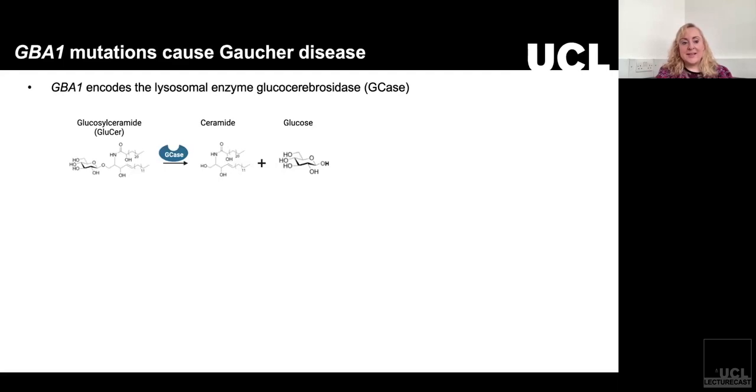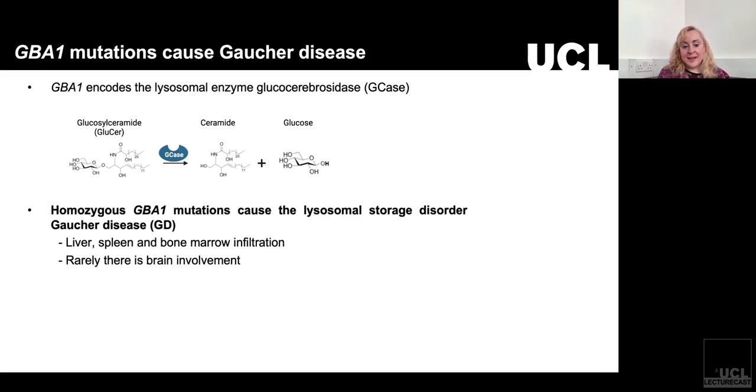So first of all, what is the GBA1 gene? The GBA1 gene encodes a lysosomal enzyme known as glucocerebrosidase, or GCase for short, and this is responsible for the hydrolysis of its main substrate, glucosylceramide, to ceramide and glucose. And it's been known for a number of decades now that homozygous or biallelic GBA1 mutations cause the commonest lysosomal storage disorder called Gaucher disease.